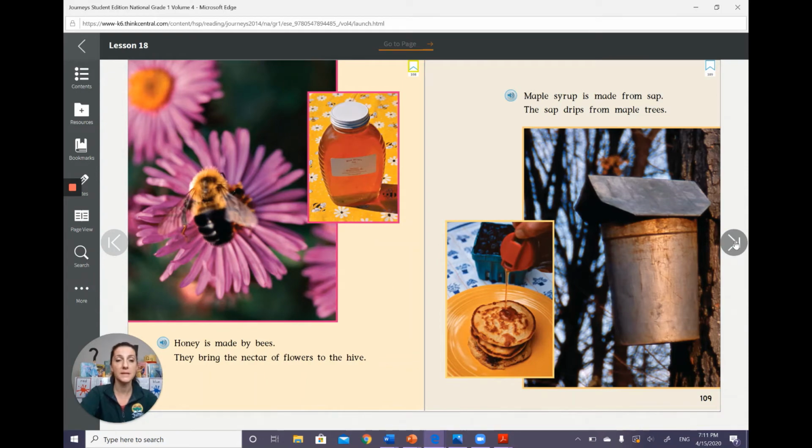Honey is made by bees. They bring the nectar of flowers to the hive. Now, it seemed like everybody knew about this the other day, right? That honey is made by bees. But on the next page, we have maple syrup. It says maple syrup is made from sap. The sap drips from maple trees. So everybody was very interested in that one, and nobody seemed to know about it. So I have another video for you to watch about how maple syrup is made and what sap is and how it actually comes from a maple tree. Enjoy watching.